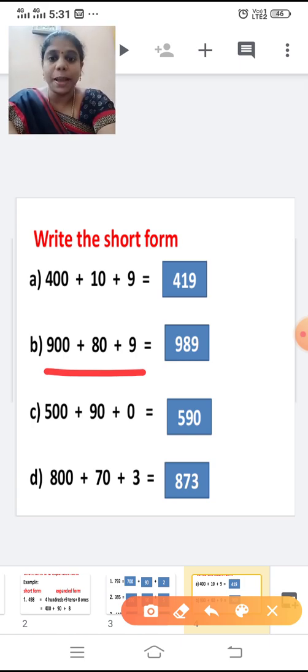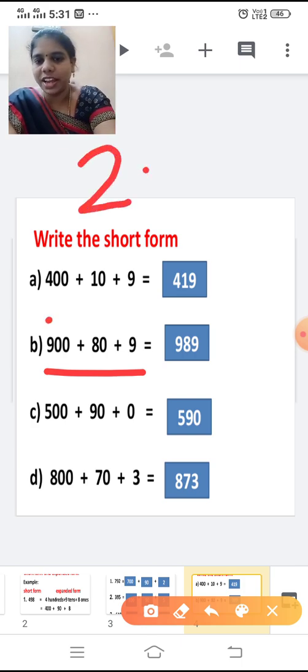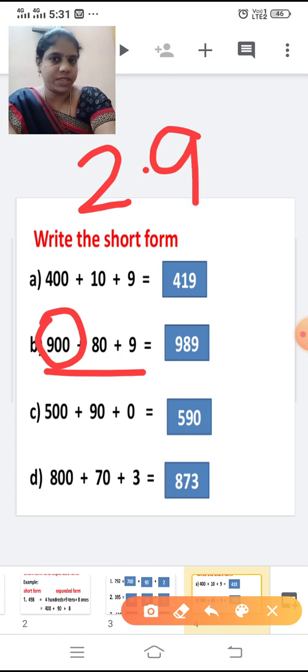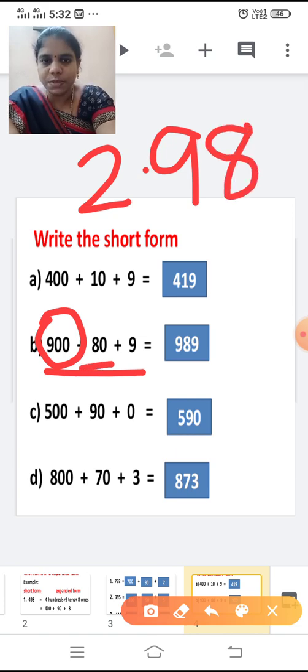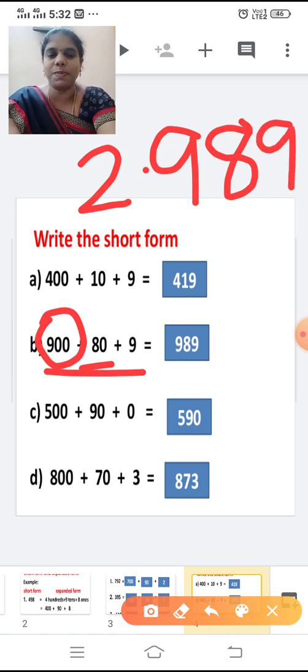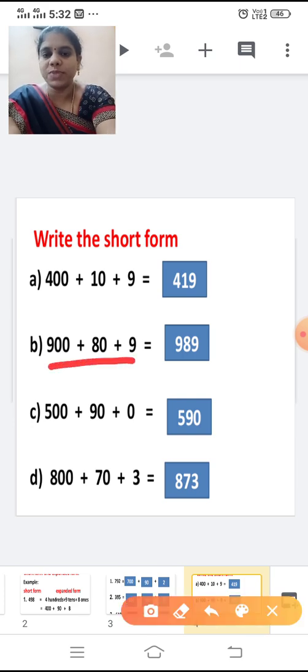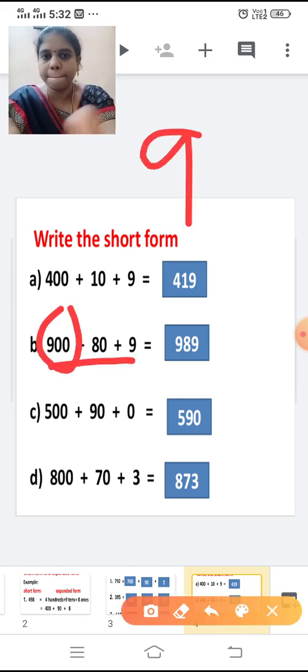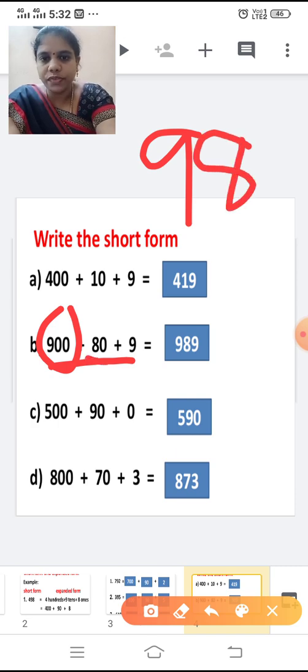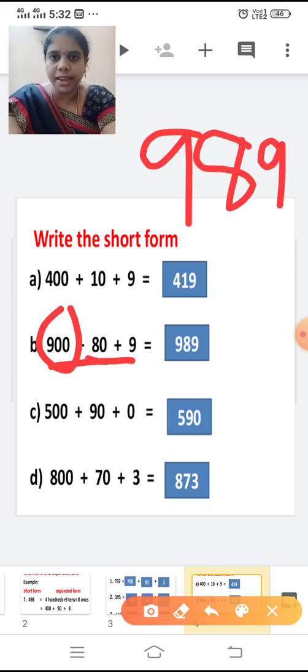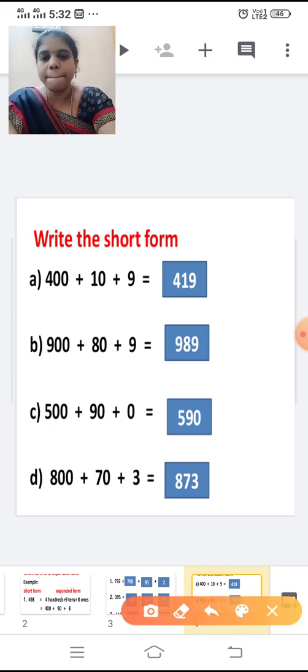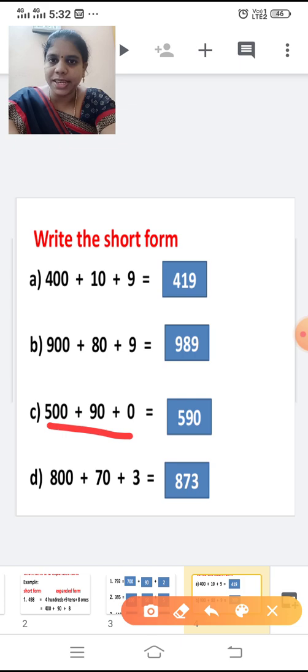900 plus 80 plus 9. Shall we write now? 900, so the face value is 9. 900 is in the hundreds place, right? So 9 is in the hundreds place, 8 is in the tens place, and 9 is in the ones place. So the answer is 9, 8, 9. You write only the face value of each: 9, 8, and 9. So the answer is 989.